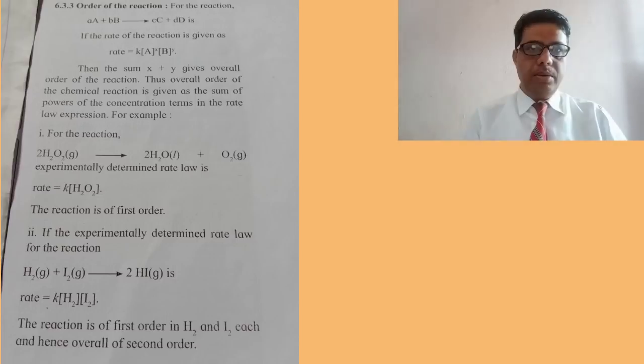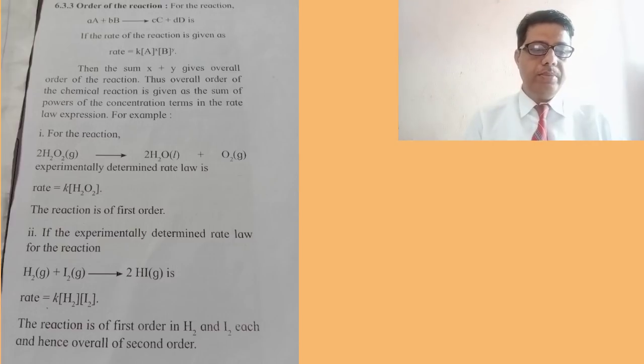See on your screen, reaction aA plus bB gives cC plus dD, where capital A, B, C, D are reactants and products, and small a, b, c, d are their stoichiometric coefficients. If the rate of this reaction is given by rate equals k into [A] raised to x into [B] raised to y as per the rate law, then what is the order of the reaction? Simply, x plus y is termed the overall order of the reaction.